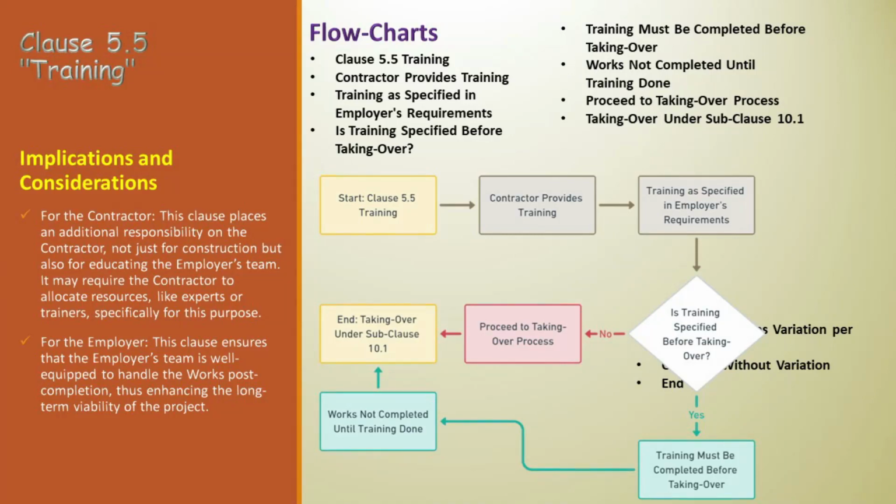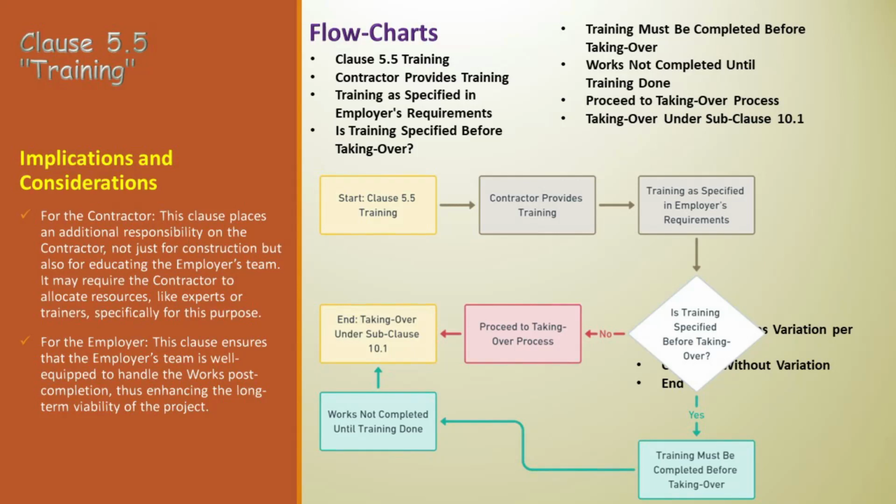Moving on to Clause 5.5 Training Flowchart. Starting node. Clause 5.5 Training. This marks the beginning of the clause that outlines the contractor's obligation to provide training to the employer's personnel. Next is contractor provides training. The contractor is responsible for carrying out training for the employer's personnel.